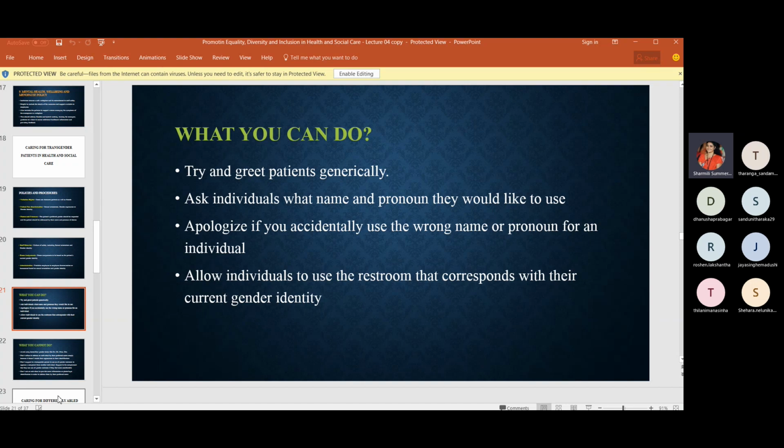So you need to provide respect for the current gender identity. If the person is now female, then she also has the right to use the female restrooms or washrooms as well. So these are the things you need to do as healthcare professionals. You need to encourage these things for other healthcare professionals, co-workers, and other patients who are admitted to the same wards.